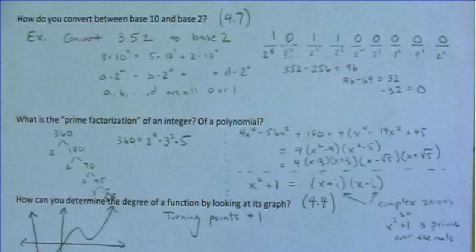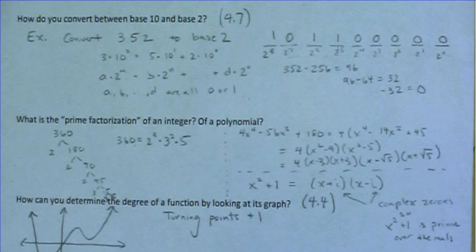Well, 2 to the 7th is 128, so no. So there are no 2 to the 7ths in this polynomial. But there is a 2 to the 6th. 2 to the 6th is 64. So we take 96 minus 64 and we get 32.